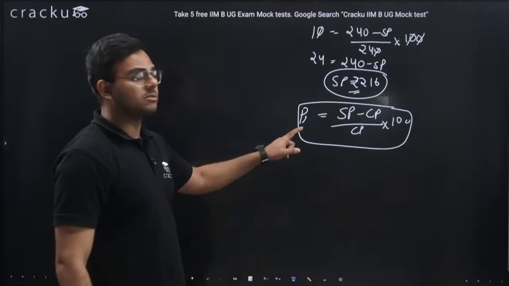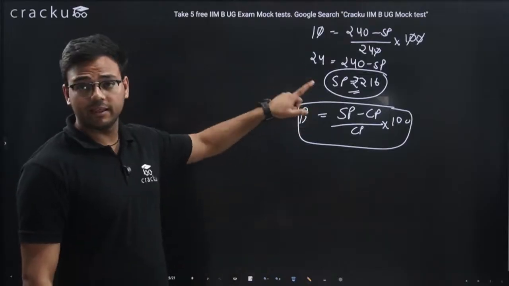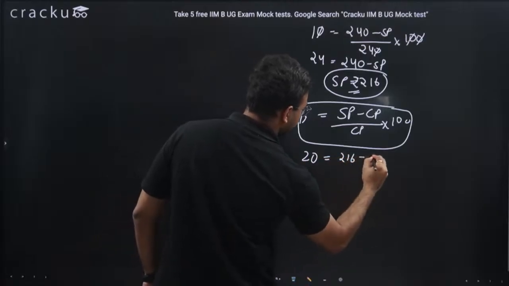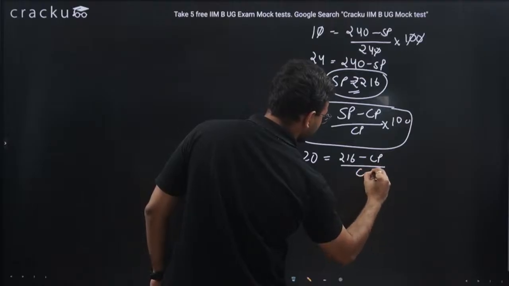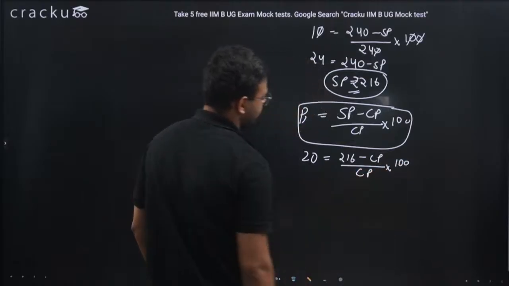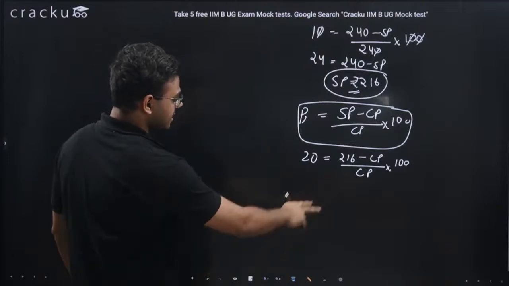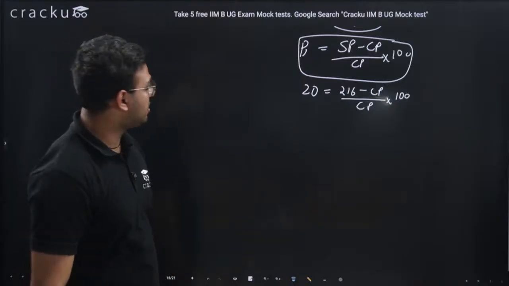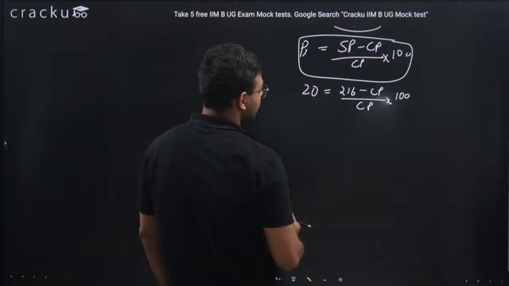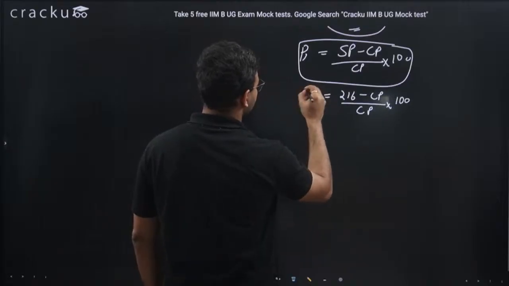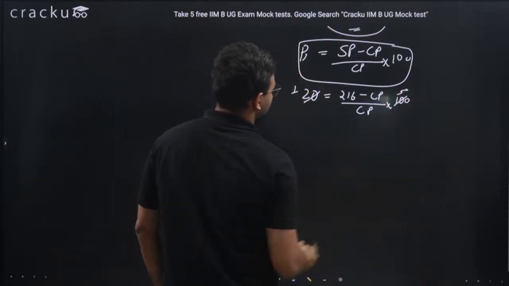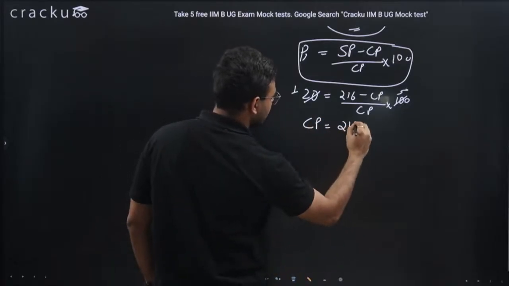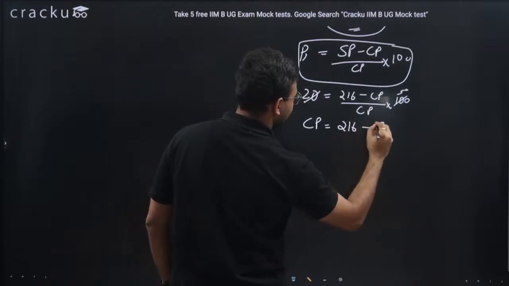So we'll substitute the value of P as 20 and SP as 216. So 20 = (216 - CP) / CP x 100. We have to calculate the value of CP. Now this is 1, this is 1 and this is 5. So I can say CP = (216 - CP) multiplied by 5.